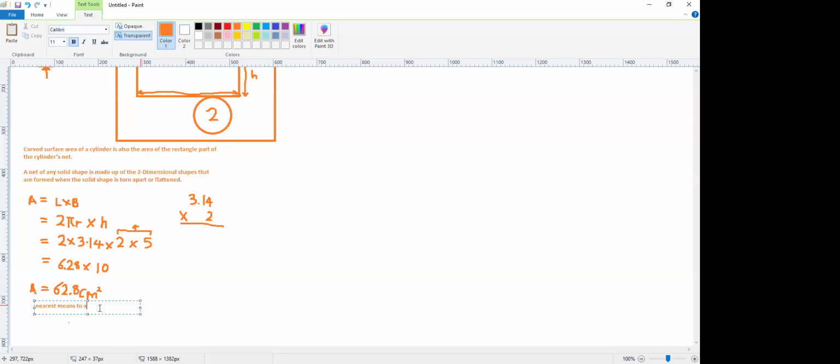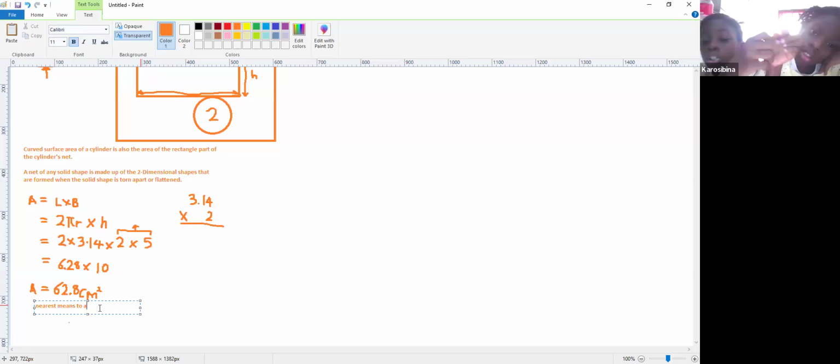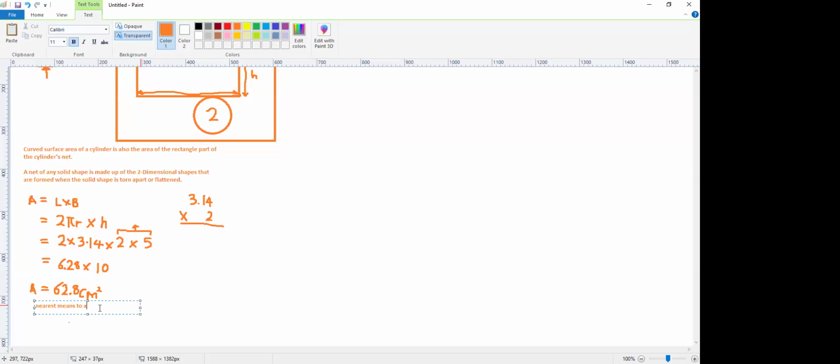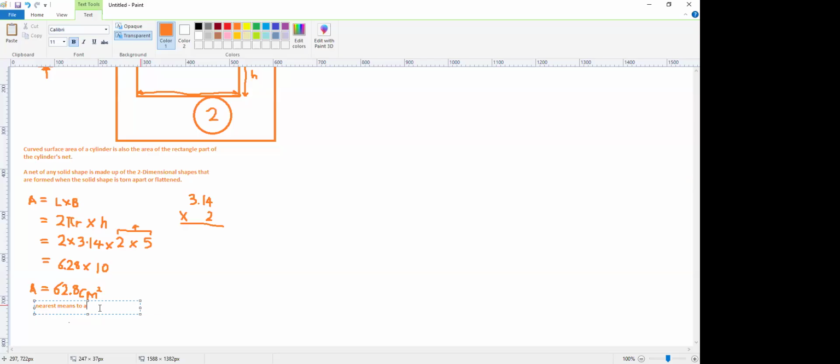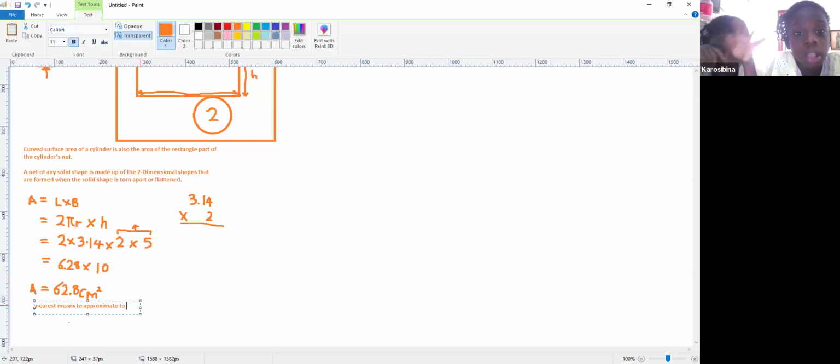Approximation. Okay, approximation to what? Do you understand what I'm trying to say? The question says to the nearest, and we look at centimeter square. So nearest just means to the whole number, to approximate to a whole number. So are you ready now to approximate?